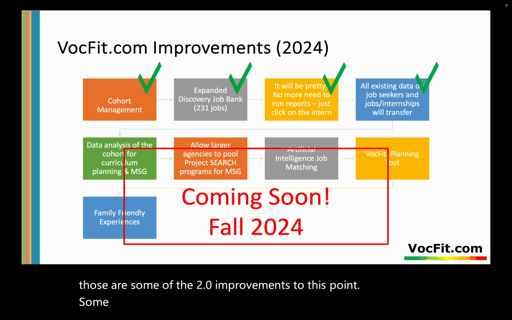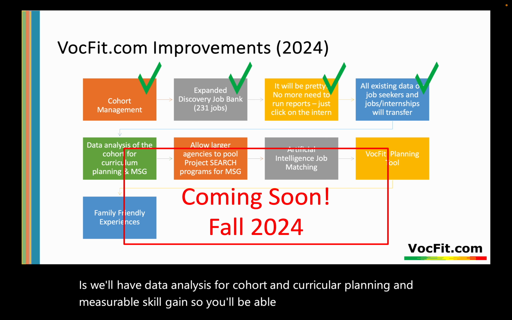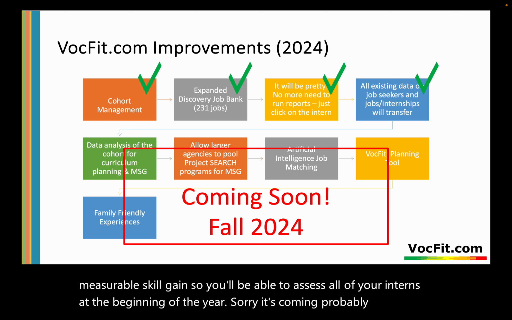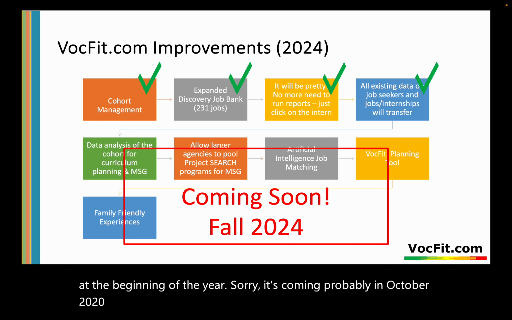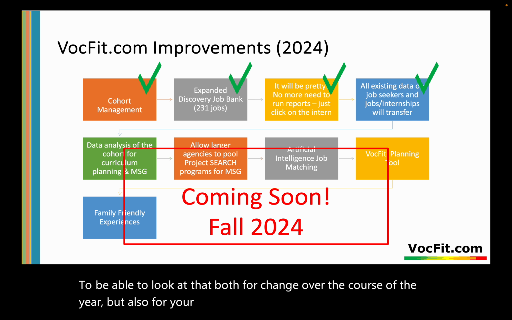Some of the things that are coming, which we're really excited about, is we'll have data analysis for cohort and curricular planning and measurable skill gain. So you'll be able to assess all of your interns at the beginning of the year. It's coming probably in October 2024, to be able to look at that both for change over the course of the year, but also for your curricular decisions that you're making.